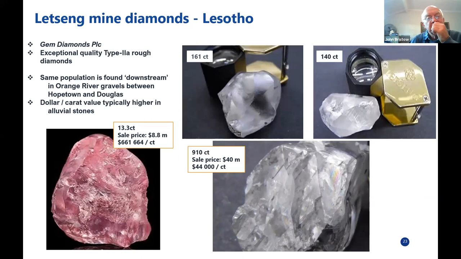But if you look there, you can see, for example, the 910 carat diamond bottom right there. The sale price of that in the rough was $40 million, which equates to $44,000 per carat. And remember, in the previous slides, at places like Argyle, we were looking at $9 a carat.